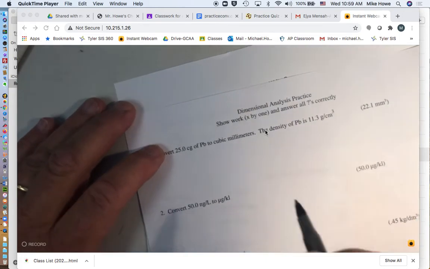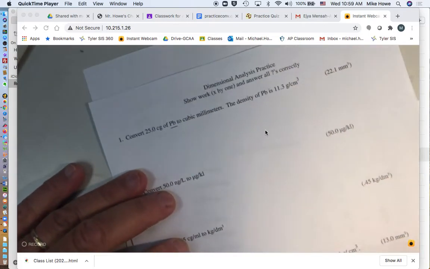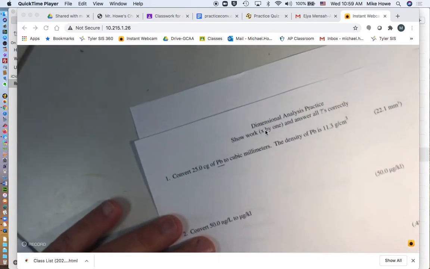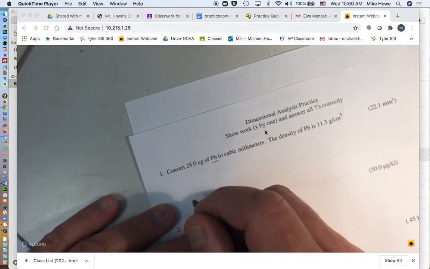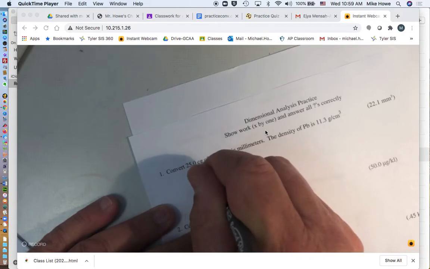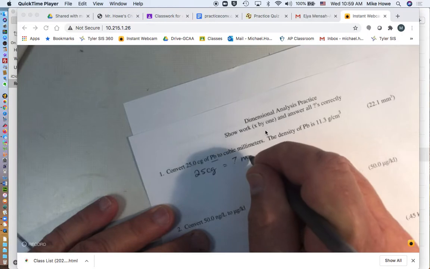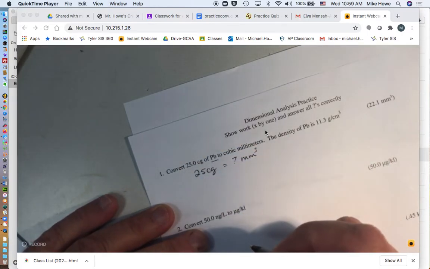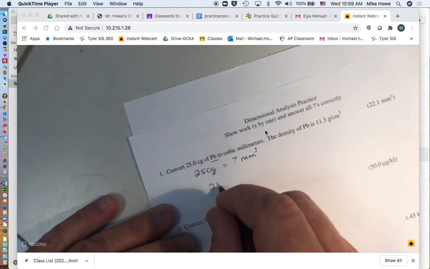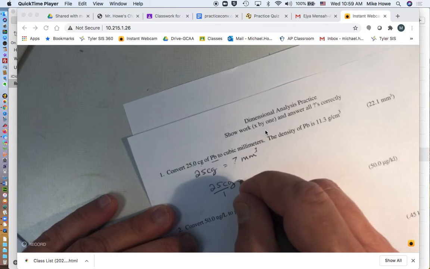So we want to change 25 centigrams of lead to cubic millimeters. PB stands for lead, AU stands for gold. Those are chemical symbols. All right, so 25 centigrams of lead, we're going to change to cubic millimeters. So we have 25 centigrams, and we want to find how many mm to the third power. That's our question. There's no bottom to this, so it's just 25 centigrams. You can put a 1 down there if you want to.